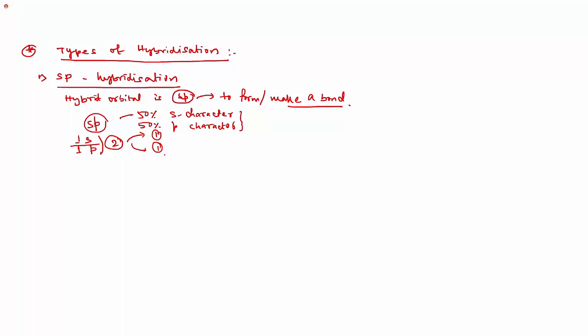Now how does this sp hybridization happen? These are the atomic orbitals, and they are going to make the sp hybridized orbitals, and these two sp hybridized orbitals are now going to make the molecule. How? For example, I am taking BeCl2 as the example. Here, this is the central atom.